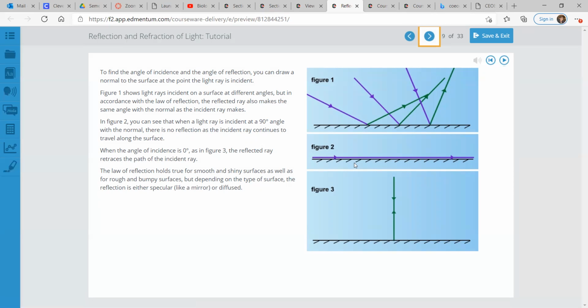The law of reflection holds true for smooth and shiny surfaces as well as for rough and bumpy surfaces. But depending on the type of surface, the reflection is either specular, like a mirror, or diffused.